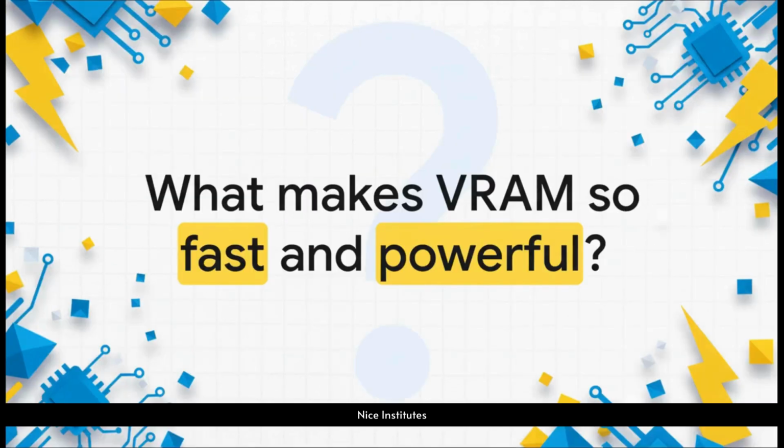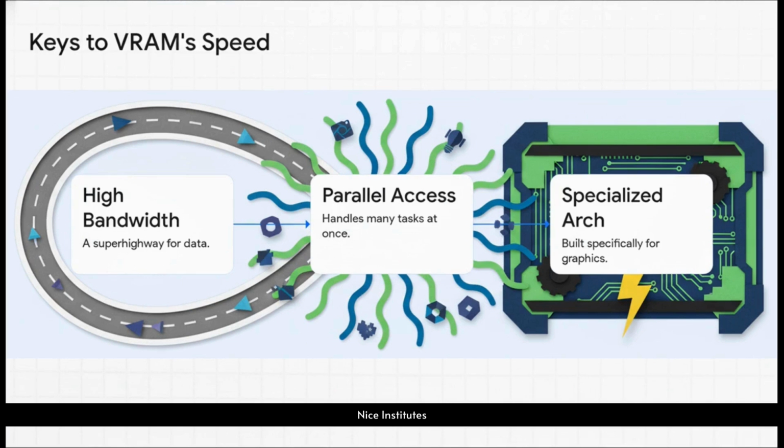But you know, it's not just about how much VRAM you have. What's the secret sauce? What is it in its design that makes it so much faster and more powerful for graphics than just regular old system RAM? It really comes down to three key things. First, high bandwidth. You can think of this as a massive 16-lane superhighway built only for graphics data. It lets enormous amounts of info move instantly. Second is parallel access. VRAM can handle tons of different graphics jobs all at the same time. And finally, it's specialized architecture. VRAM wasn't built to do everything. It was custom built from the ground up for one job and one job only, making things look beautiful.